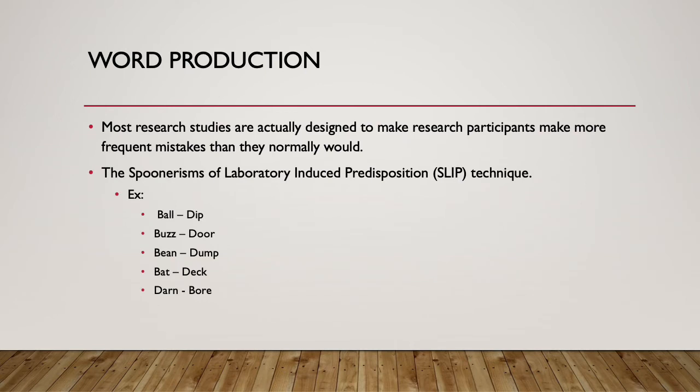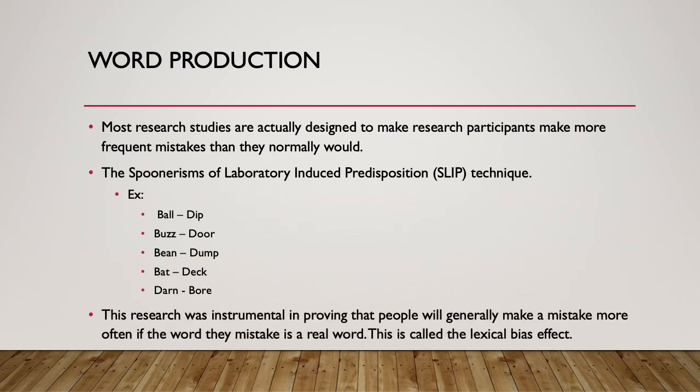Most research studies are actually designed to make participants make more frequent mistakes than they normally would. Off the bat, this statement seems pretty unethical because it would mean that researchers are not presenting accurate data on realistic or actual human speech production. That being said, it is understandable. In order to catch a person in a natural speech error, hundreds of hours of data would need to be collected on hundreds of different people.